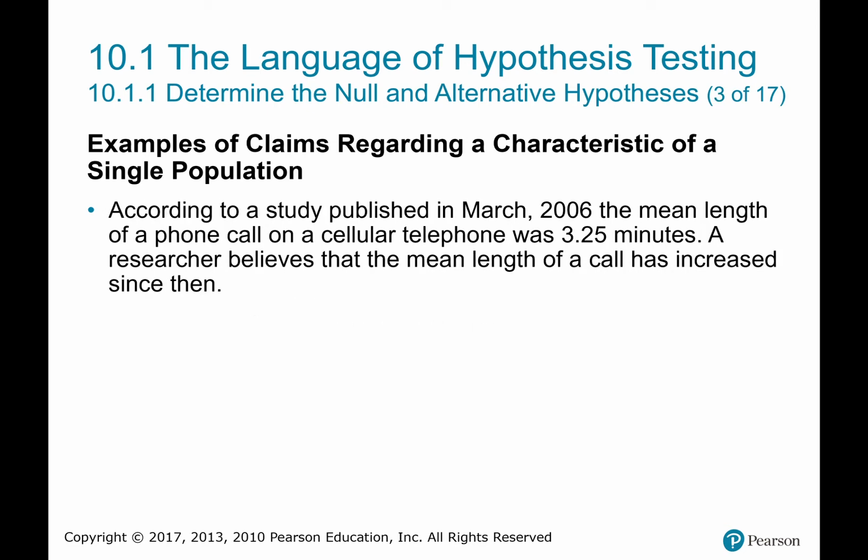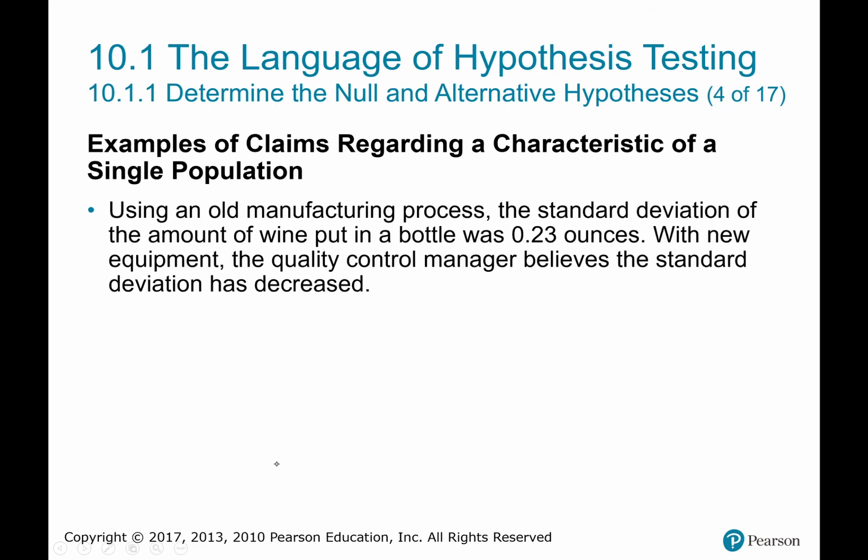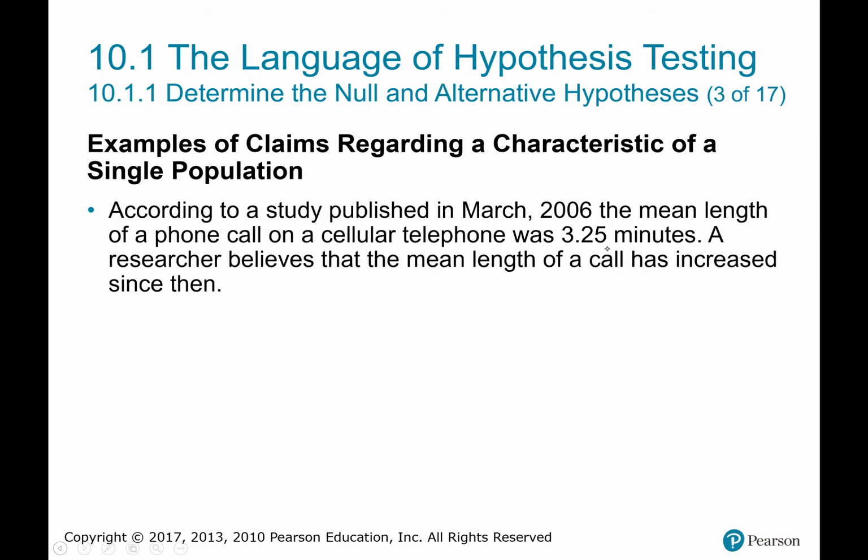So according to a study in March, the mean length of a cell phone call was 3.25. A researcher believes that the mean call length has increased. So in this case, we'd have your H naught being equal to 3.25, and then it's increased, so you'd have your H sub 1 where the mean is greater than 3.25. So it's not very difficult to figure that out.